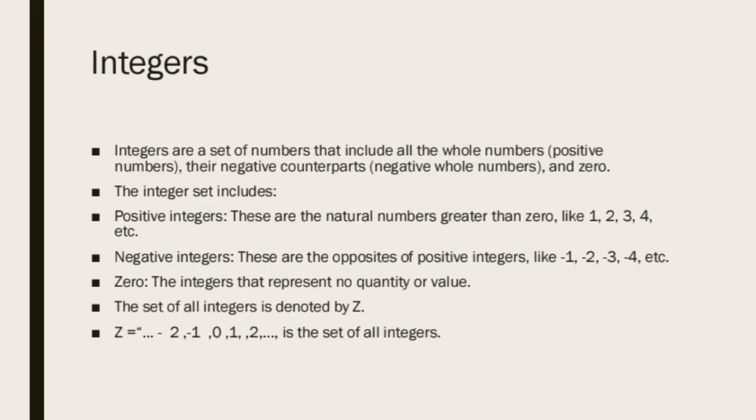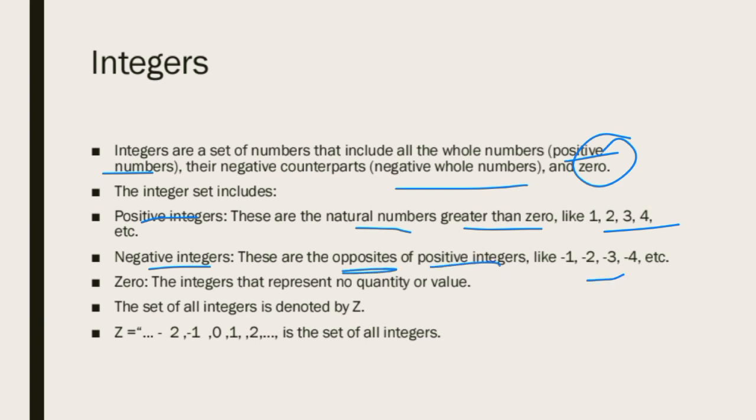Integers. Integers are a set of numbers that include all whole numbers, that is positive numbers, their negative counterparts, which are negative whole numbers, and zero. The integer set includes positive integers. These are the natural numbers greater than 0 like 1, 2, 3, 4. Negative integers. These are the opposite of positive integers like -1, -2, -3, -4, etc.